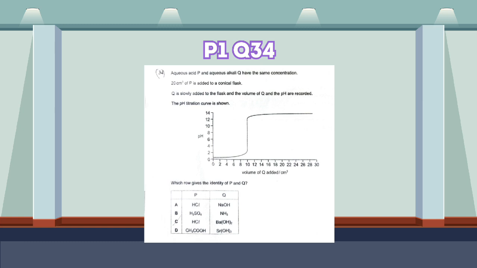For the next question from paper 1, question 34: which row gives the identities of P and Q? For the P, we can see the answer is C, hydrochloric acid, because it's a strong acid, and Q is barium oxide because it's a strong base. And then for the final answer is C.